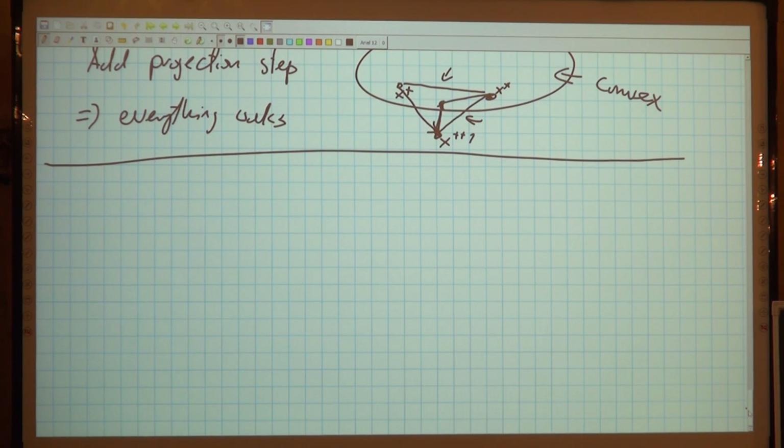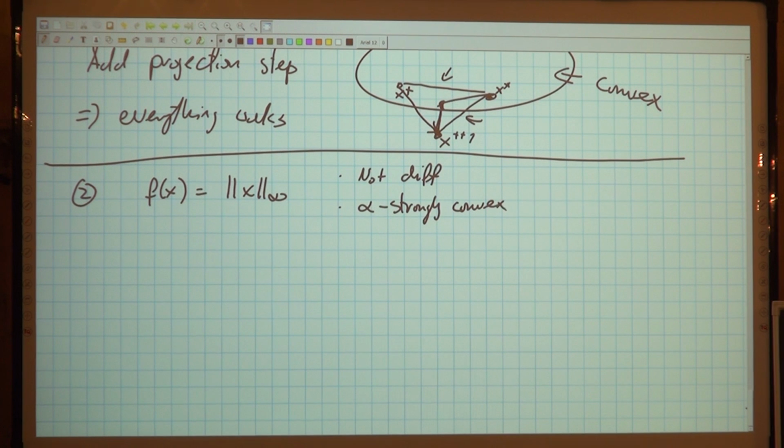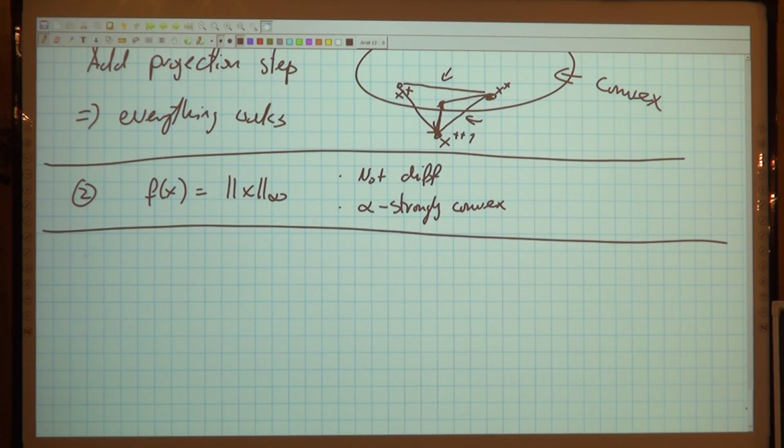Okay. So now the second problem is this function. If I look at f of x equal to L infinity, which is the function I'm minimizing, there are a couple of problems. First of all, it's not differentiable. And second of all, it's not alpha strongly convex. Okay, so how do we deal with it? I'll just tell you. There are two ways to deal with it.